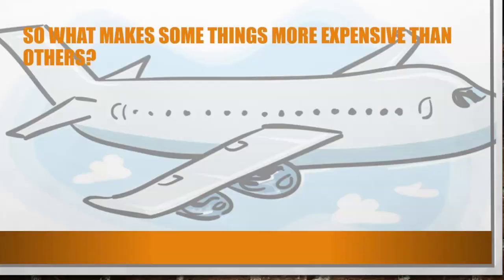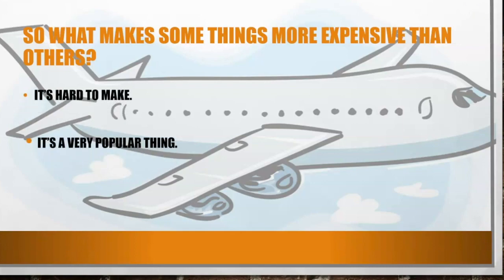Like I said, there are a bunch of reasons why using a plane might be more expensive than driving in a car somewhere. Here's a few of the things in general that make things more expensive. Number one, it can be really hard to make a plane compared to a car. Airplanes are probably much more complicated and require more specialized parts than a car. And maybe that's why it's more expensive. They're also a lot bigger. It takes some really special machines to make a plane compared to a car.